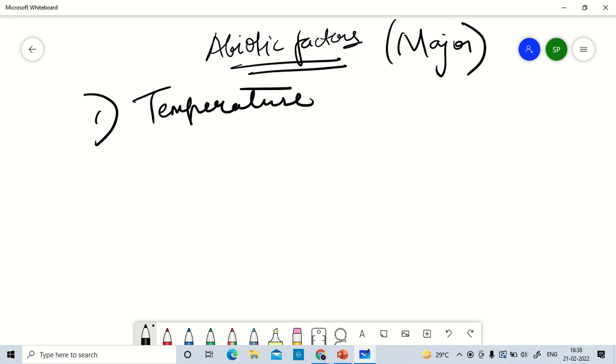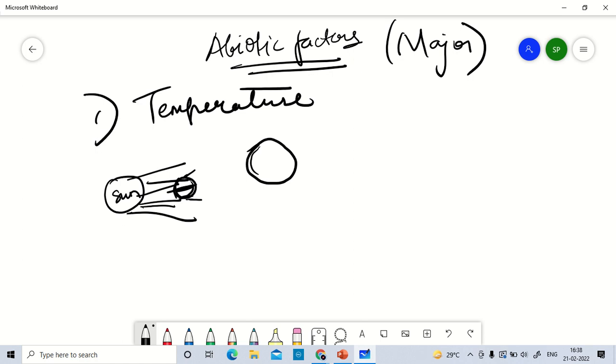When I say the temperature decreases from the equator towards the poles, this is the sun, this is our earth, and it's giving light. Maximum light is over here, and minimum light is at the poles. Why? Because our earth is not a perfect circle, it's kind of a sphere, and that too, it's tilted like this. So here the least amount of sunlight is there, and here the maximum is there.